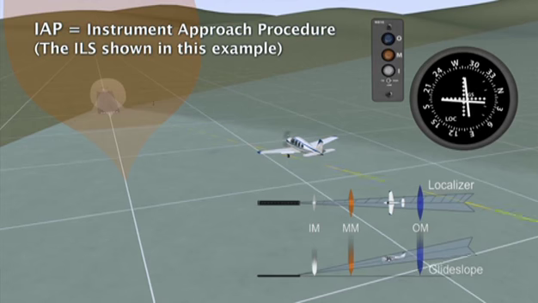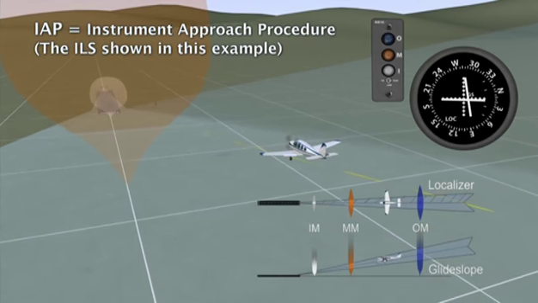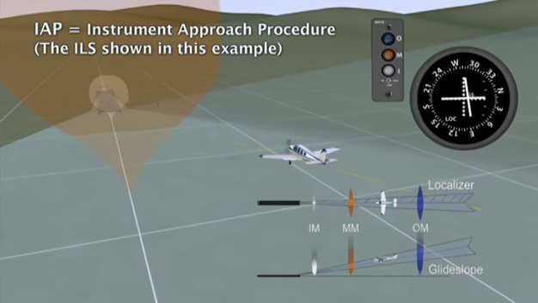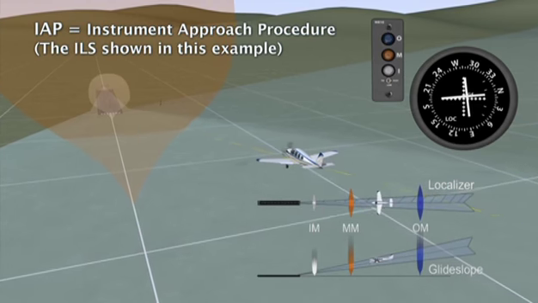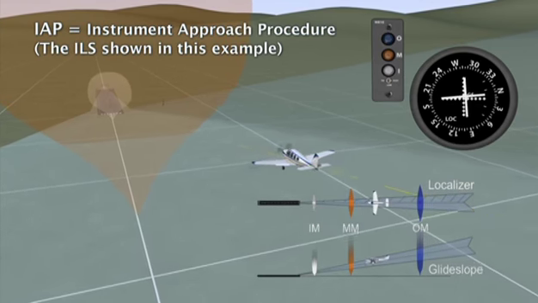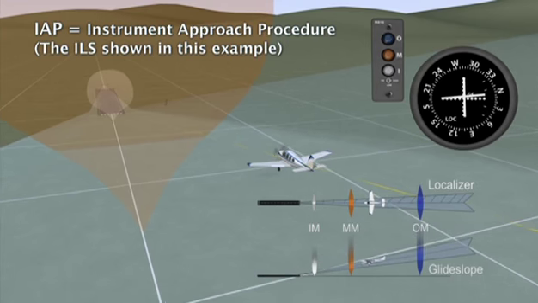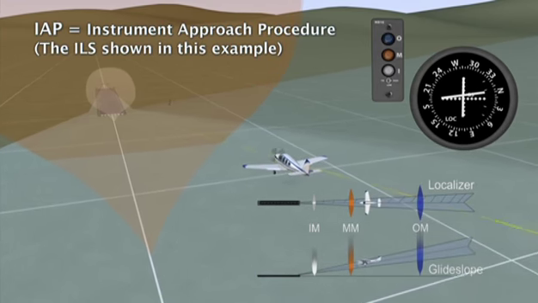GS stands for glide slope. The glide slope or glide path provides vertical guidance for aircraft during approach and landing. Applying the glide slope angle and the ground speed to the rate of descent table gives a recommended vertical speed.